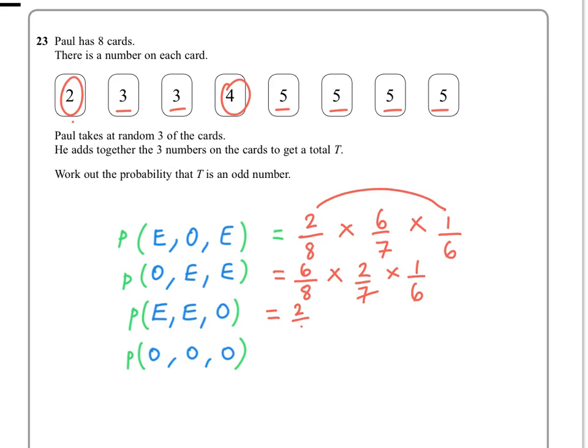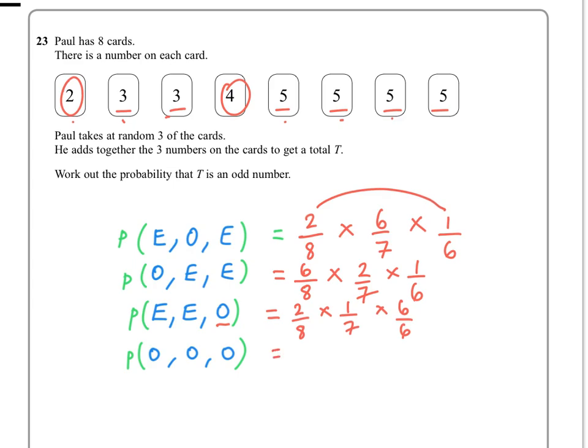Or start again, even, 2 evens out of 8 times 1 even out of 7. There couldn't be another even one because that would be 0 out of 6. So we've got an odd here, thankfully, which is, how many odds are there? 1, 2, 3, 4, 5, 6 out of now 6 cards. Okay, so that'll be 6 out of 6.